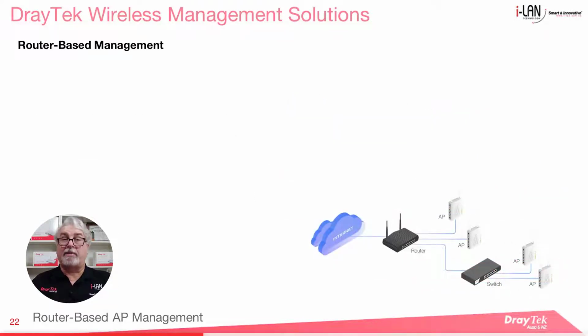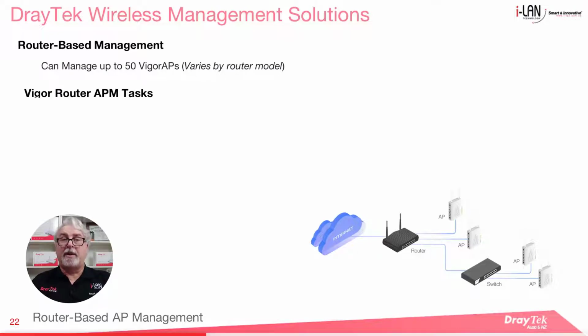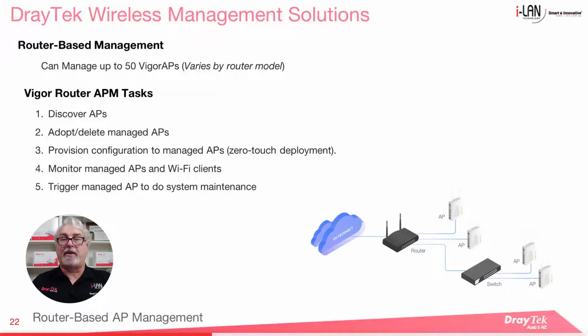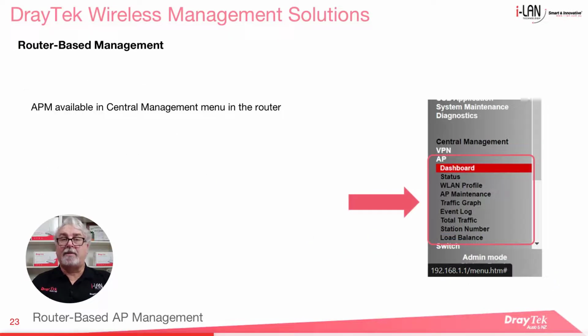The router-based access point management can manage up to 50 access points, however this varies by router model from 20 to 50. The tasks performed by the router APM are discover access points, adopt or delete managed access points, provision the configuration to managed APs, monitor managed APs and Wi-Fi clients, and finally it can trigger managed access points to carry out system maintenance tasks. The AP management menu is available within the Central Management main menu in the router web interface as shown here.